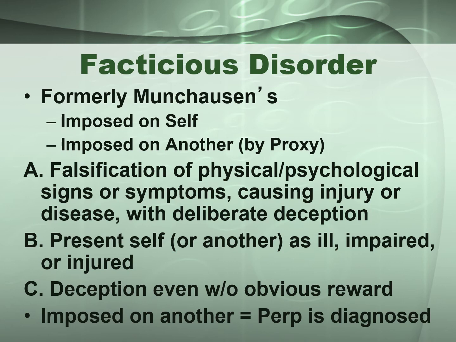I also want to make another clarification. When we are talking about it being imposed on another, the perpetrator is the one that is given the diagnosis. So if a parent is diagnosed with factitious disorder imposed on another, this might be that they were making their child sick, or making it appear that their child was injured.